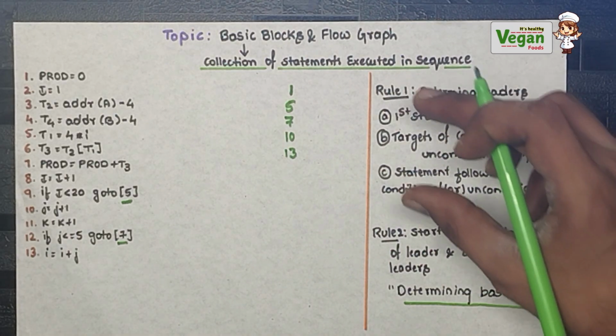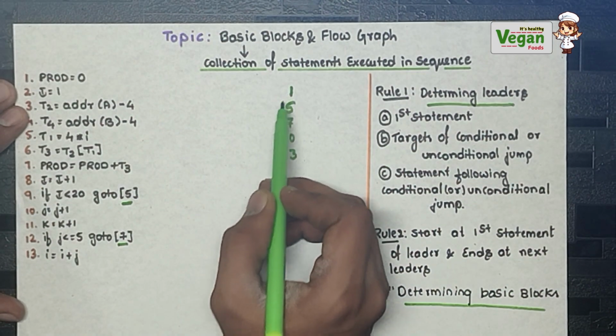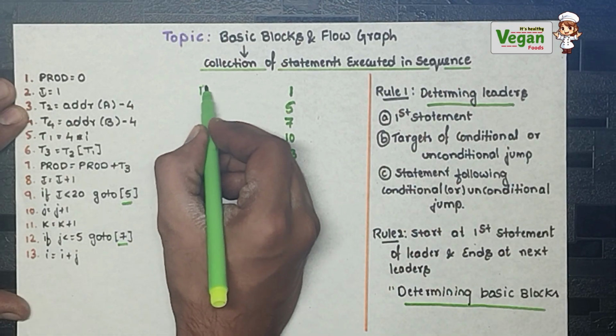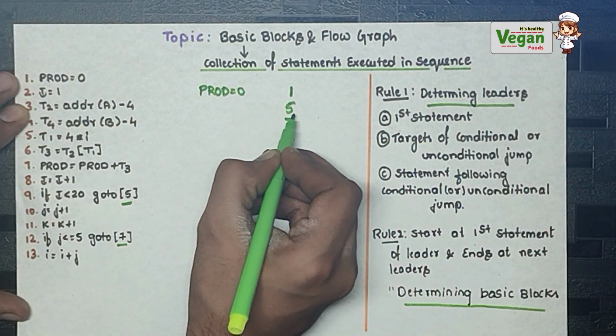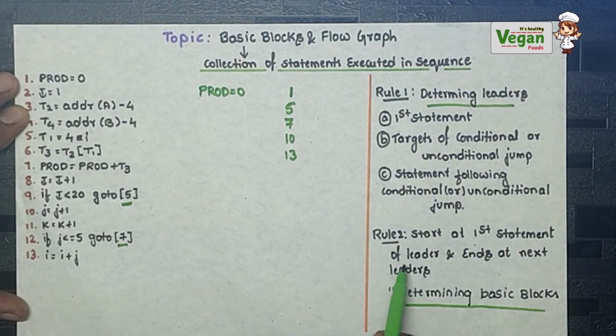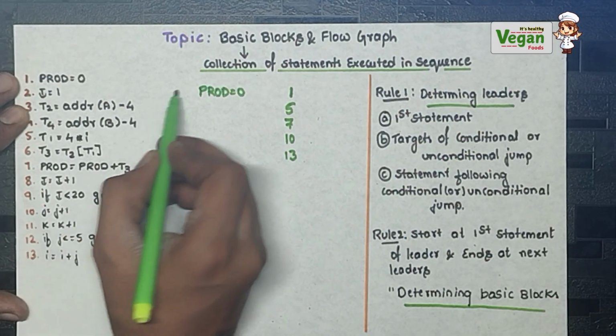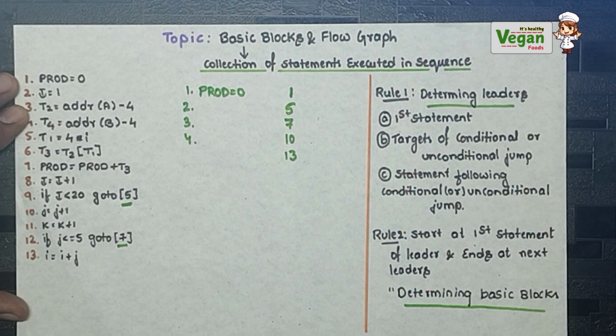Now we have the leaders and we must determine the basic blocks. Start at the first statement of a leader and end at the next leader. If we consider here, the first one will be the first leader, prod is equal to 0. Next, 1 to 5 means up to the next leader. The next leader is 5. That means the first one will be considered, and second, third and fourth will be considered.